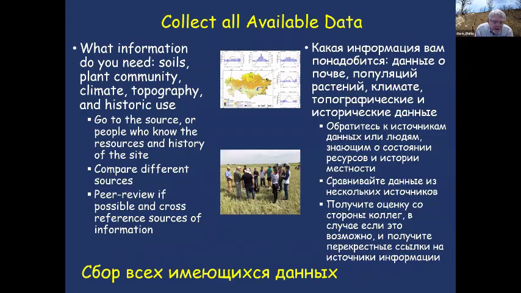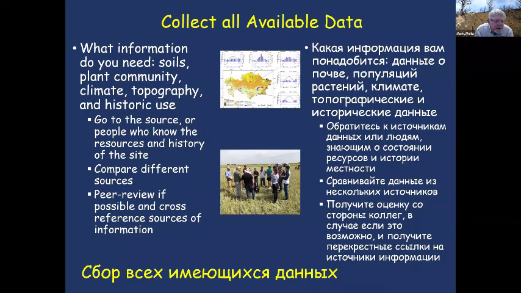The first process in doing an assessment then is to collect all available data. What information do you need? Soils, plant communities, climate, topography, and historic use of the land. Has it been grazed? Was it recently burned? Has there been a large insect outbreak that has removed vegetation or maybe killed plants?